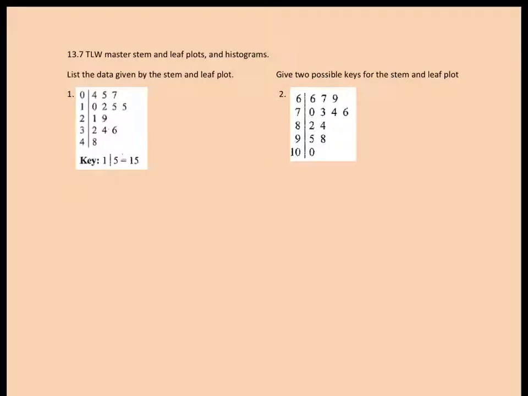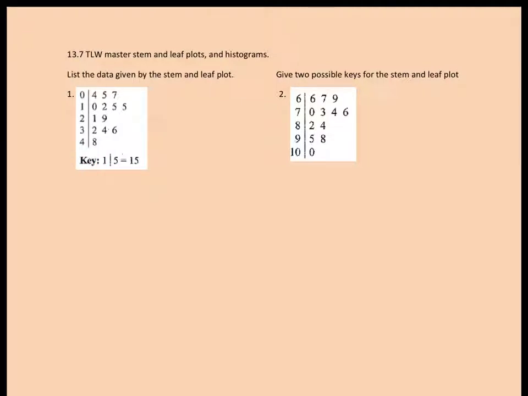Alright guys, today's goal, master stem and leaf plots and histograms. Now, I remember going over these with my pre-algebra students this year, so list the data given by the stem and leaf plot. So the key here, look at the key. 1 line 5 equals 15.